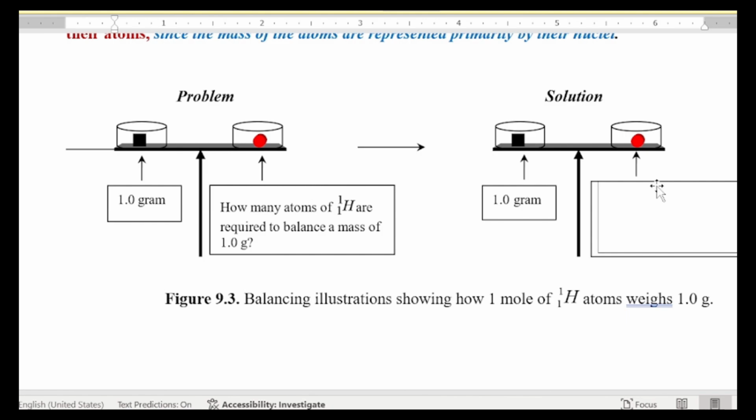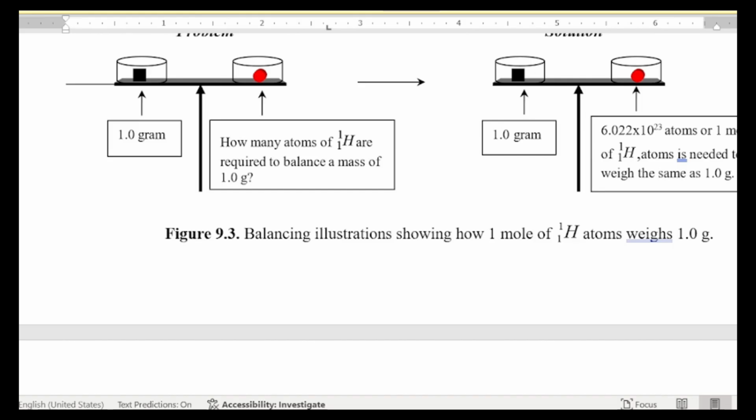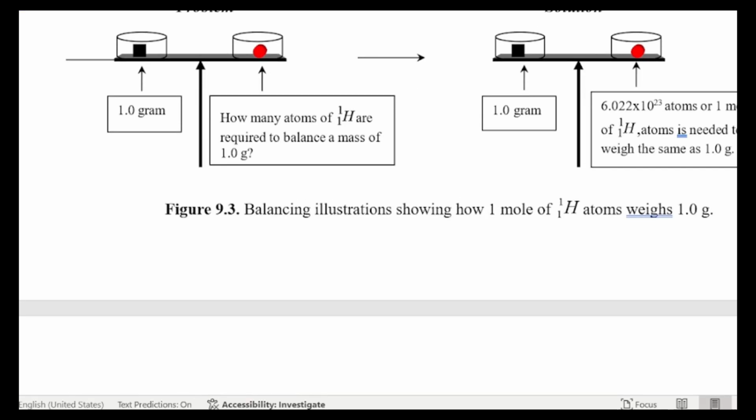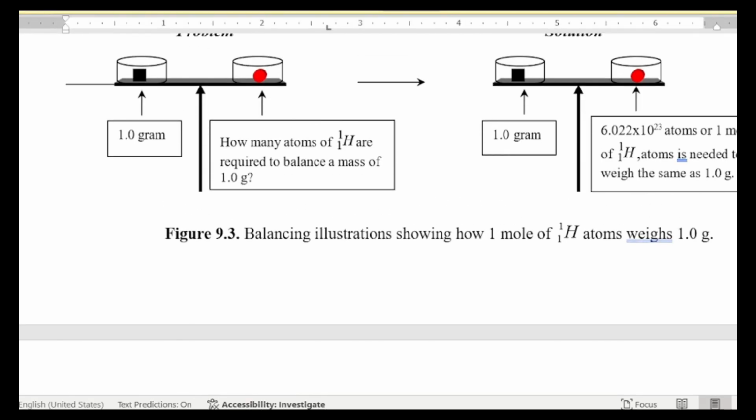The answer will be that it will be Avogadro's number, or 1 mole of hydrogen atoms, that will weigh the same as 1 gram. So this is 1 mole of hydrogen atoms. Therefore, what will you say about the molar mass for hydrogen? The molar mass for hydrogen will be 1 gram.